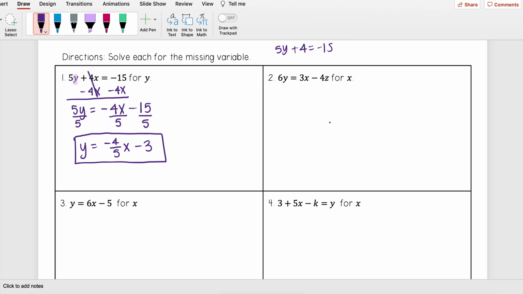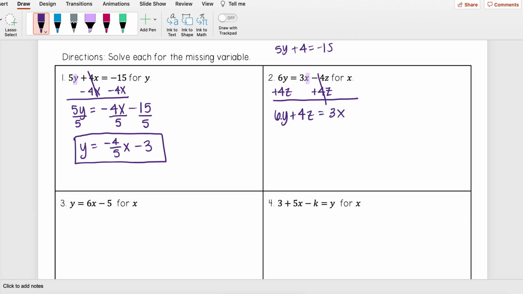Okay, let's try another one. So this one, I have 6y equals 3x minus 4z, and I want to solve for x. So I want to get x by itself. My first step is to always move what's being added or subtracted to my x. So I want to move this 4z. To do that, I have to do the opposite operation, so I need to add 4z to both sides. So I have 6y plus 4z is equal to 3x.